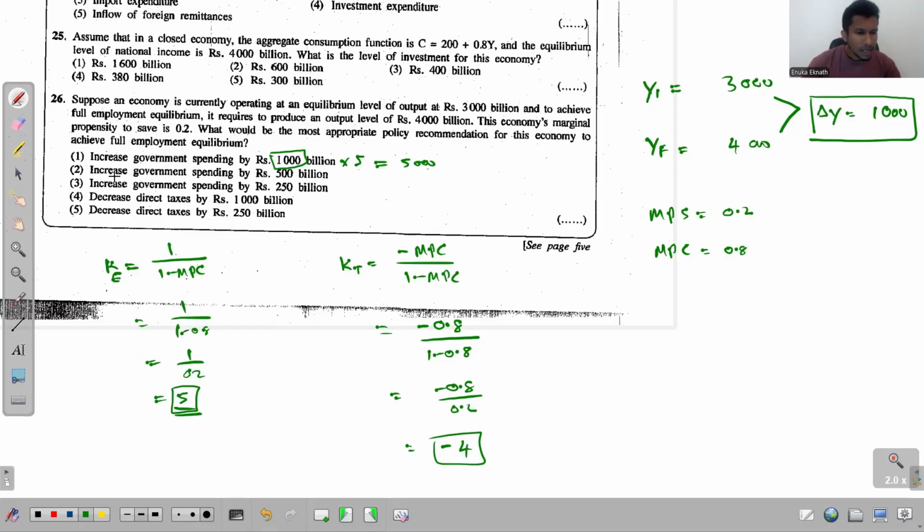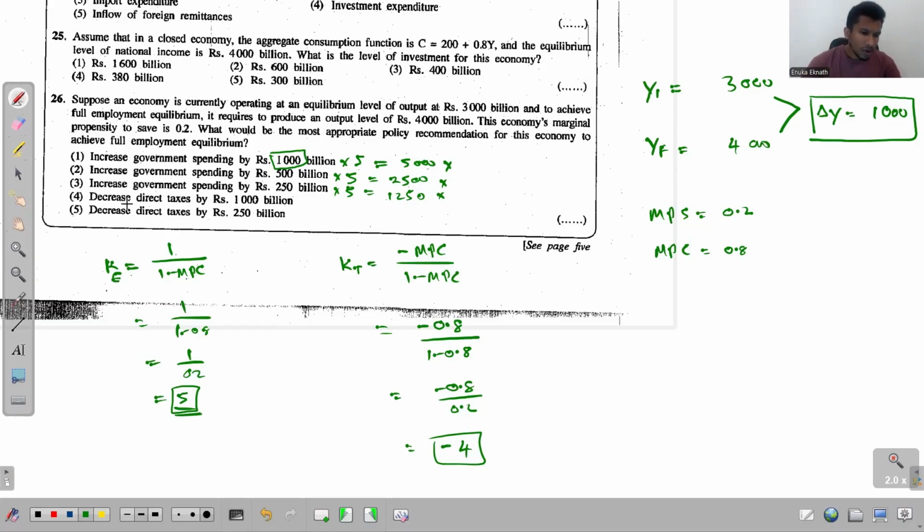Right. The second one, increase government spending by 500 billion. So if it is increased by 500 billion, the output will be how much then? I mean, the national income will increase ultimately by 2500 billion, which is again not the desired level. The third one, increase government spending by 250 billion. So 250 multiplied by 5 will give us again 1250, and that is also not the desired change that we expect in this economy. So none of these are the answers.